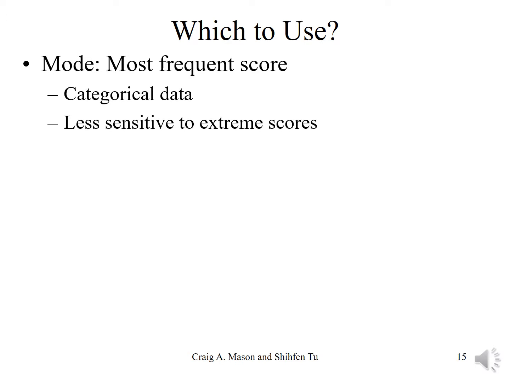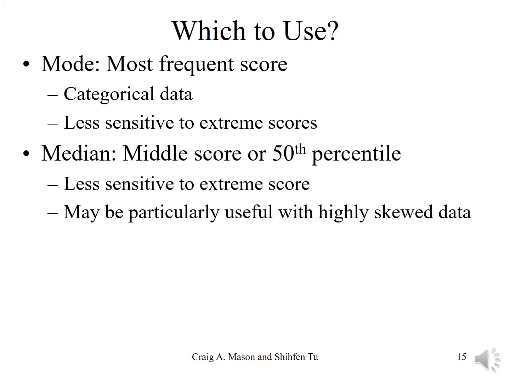It's also less sensitive to extreme scores. The median is also less sensitive to extreme scores, and given it reflects a case at the midpoint of the data, or the 50th percentile, it can be informative in describing the typical score when data are skewed, particularly if the data are highly skewed.